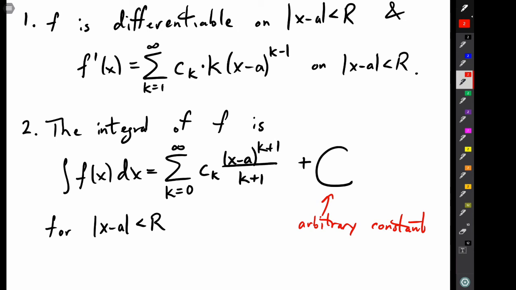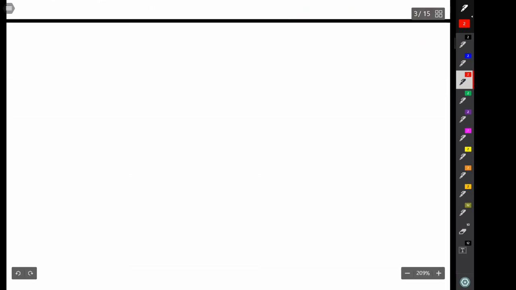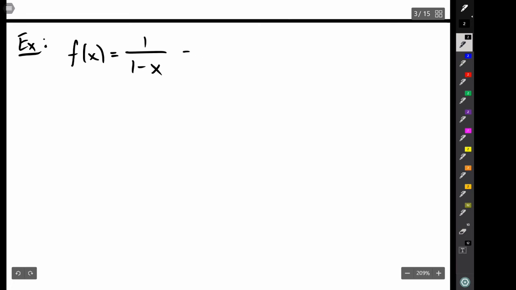So, let's look at this then. What are some things we could get out of this? Like, how is this helpful to us? Well, let's look at some other examples. Since we can differentiate and integrate term by term, let's recall that if f of x is 1 over 1 minus x, then we can represent this as this series.